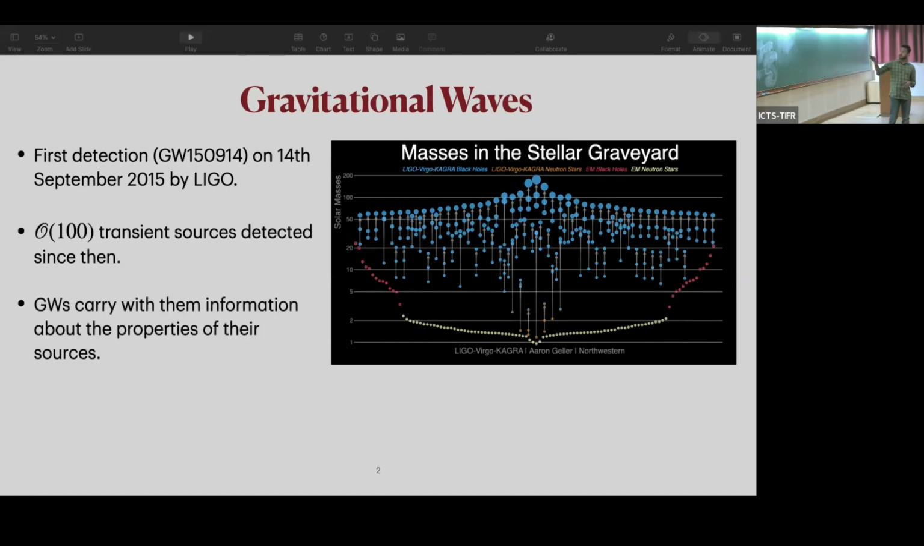You can see this is a stellar graveyard plot where you can see that two objects merge and form something else. The blue ones are the black holes detected by LIGO, and the muddy yellow ones are the neutron stars that have been detected. Gravitational waves in themselves are very important because they carry source properties. And if you notice in the plot, the mass regime that has been explored by LIGO was not explored by the EM observatories. So it's itself a big achievement and important.